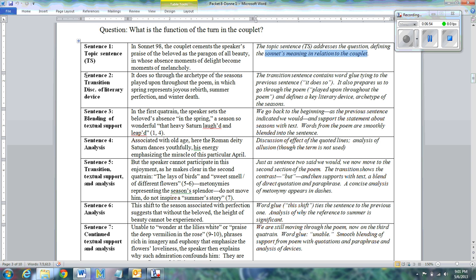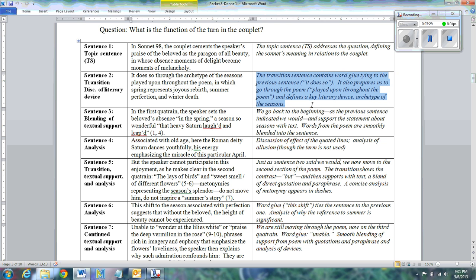Then I have my second sentence, which is a transition into my blending, and it also is a discussion of a literary device. So I have this. It does so through the archetype of the seasons played upon throughout the poem, in which spring represents joyous rebirth, summer perfection, and winter death. So I define the archetypes of the seasons, and then I'm going to apply that to the poem in my analysis. Notice that I have word glue here. It does so. The sonnet does what I just said this way, through this archetype.